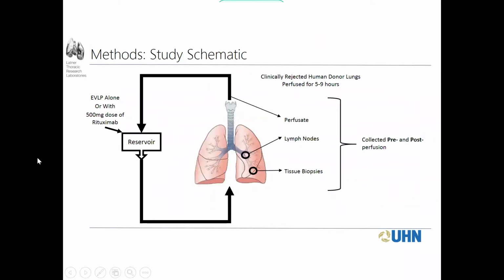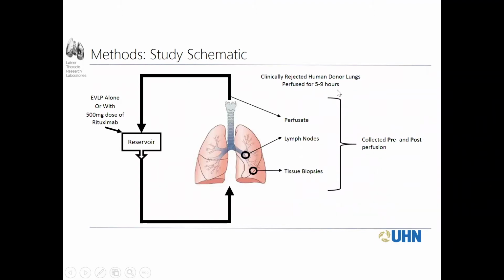So the study design for this is, now this is a preclinical study, so we didn't transplant these lungs, but what we took was clinically rejected human donor lungs. So these were lungs that for whatever reason were not suitable for transplant. And then we put all the lungs on ex vivo, and we gave them either placebo or we gave them a 500 milligram dose of rituximab, which is a pretty high local dose of rituximab. And that was delivered into the reservoir and perfused through the lungs for on average 6 hours or so.